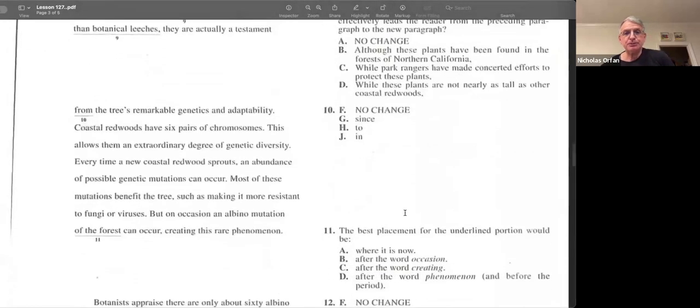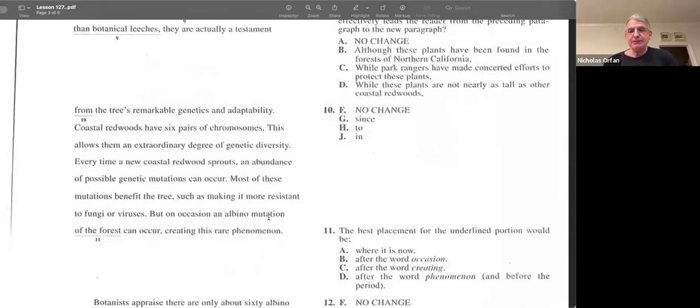Coastal redwoods have 6 pairs of chromosomes. This allows them an extraordinary degree of genetic diversity. Every time a new coastal redwood sprouts, an abundance of possible genetic mutations can occur. Most of these mutations benefit the tree, such as making it more resistant to fungi or viruses. But on occasion, an albino mutation of the forest can occur, creating this rare phenomenon.